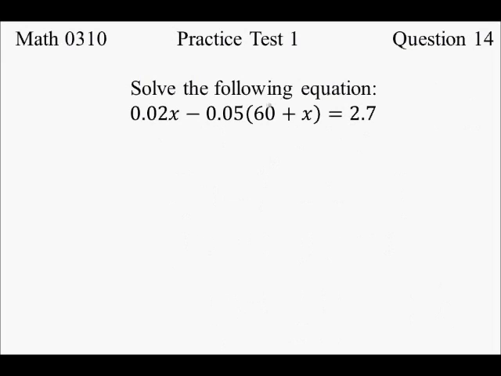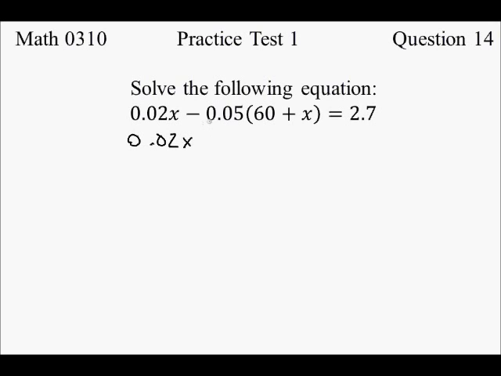Question 14, solve the following. So we're solving for x here. x is our variable. So we have 0.02x minus 0.05 times this quantity. So notice here we're going to have to distribute this negative 0.05 into everything here. So let's do that first.